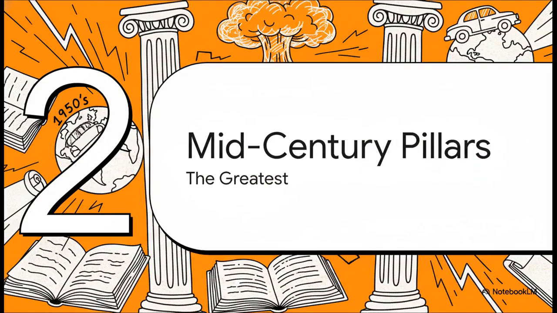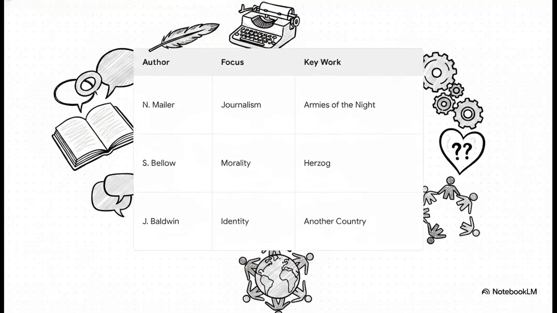Section 2. Mid-century literary pillars. Now, what's really interesting about the 1950s is how established titans tried to stretch those old literary forms to fit new post-World War II anxieties. We've got a great breakdown here.